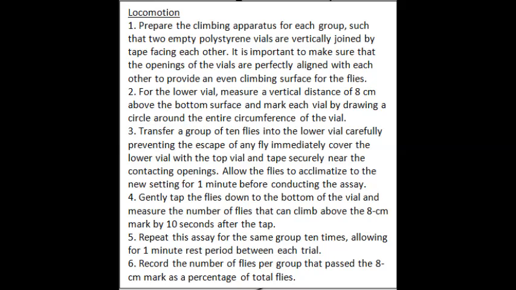Transfer a group of 10 flies into the lower vial carefully, preventing the escape of any fly. Allow the flies to acclimatize to the new setting for 1 minute, then conduct the assay. Gently tap the flies down to the bottom of the vial and mark how many can climb above the 8 centimeter mark in 10 seconds. Repeat this assay for the same group 10 times. Allow for a 1 minute resting period between each trial. Record the number of flies that pass the 8 centimeter mark as a percentage of total flies.